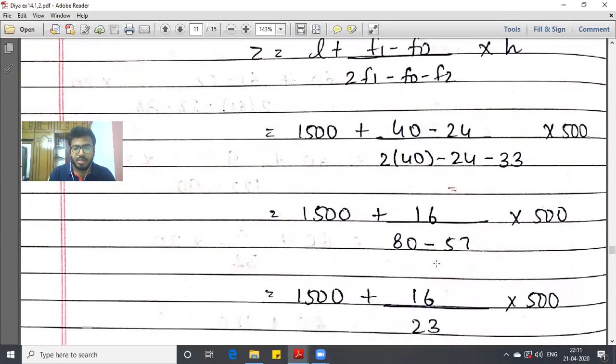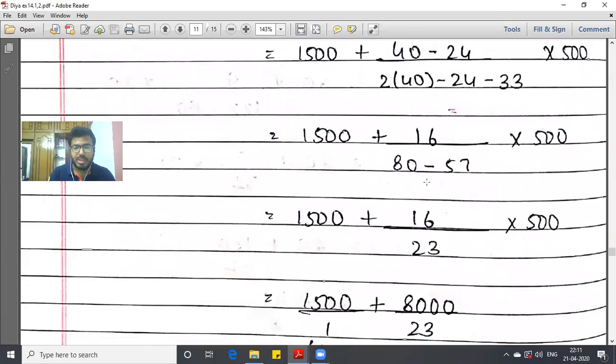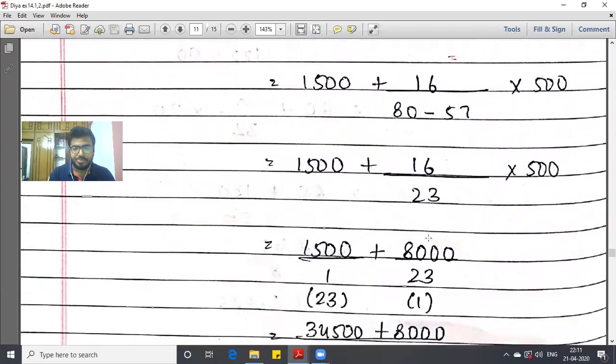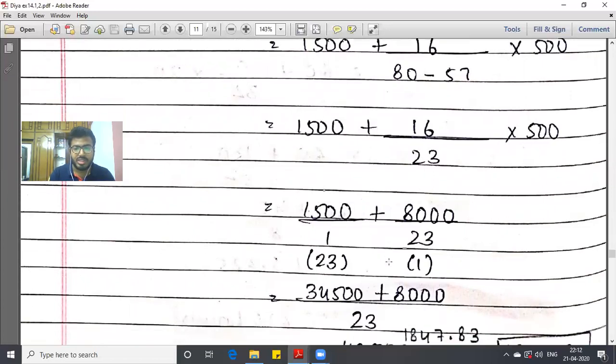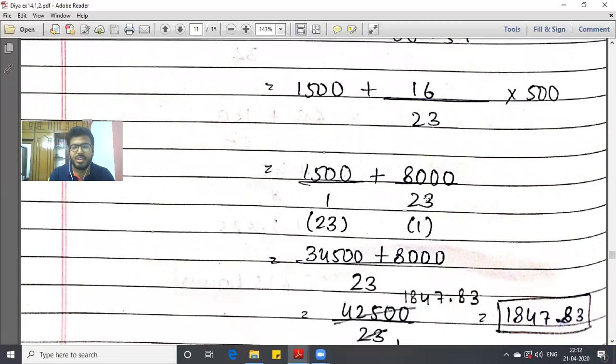Now 16 divided by 80 minus 57, that is 23. Now after that you can do 16 into 500, that is 8,000. Then 1,500 upon 1 plus 8,000 upon 23. You are taking the LCM as 23. Anyway, you can also do it by writing 8,000 divided by 23 directly here and summing it. That way is also okay.